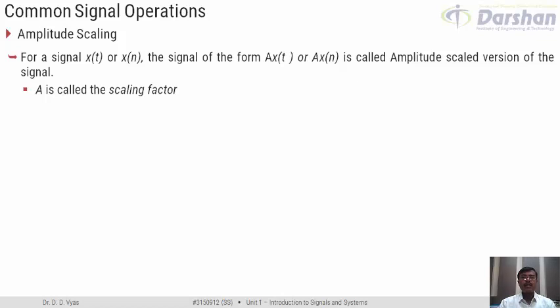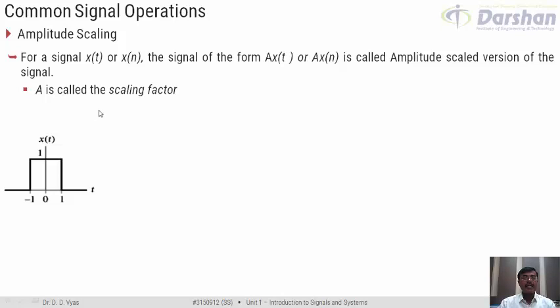Let us try to understand this better by taking an example. Let us take a signal x of t. What is the nature of the signal? The nature of the signal is that the magnitude of the signal is equal to 1 from -1 to 1. And for all other values of time, the value of x of t is 0.